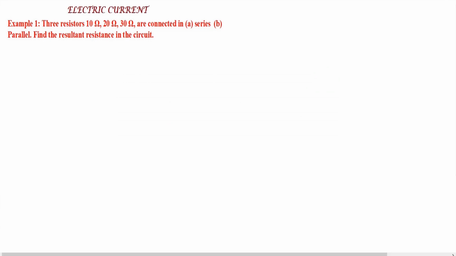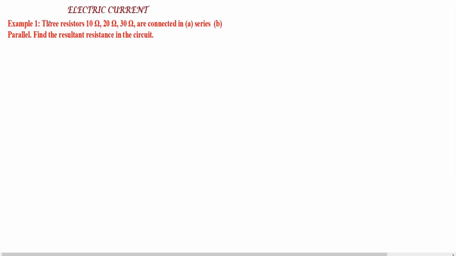Dear students, today we are going to learn some problems from the lesson electric current. The question is here: 3 resistors 10 ohm, 20 ohm, 30 ohm are connected in A series, B parallel. Find the resultant resistance in the circuit.